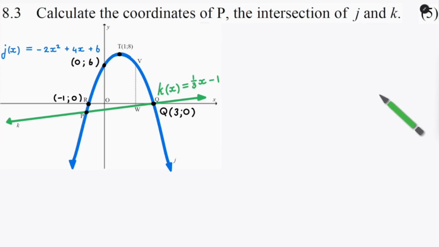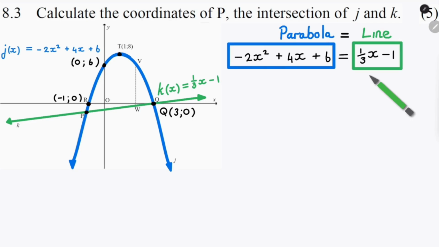In question 8.3, we need to get the coordinates of P, which is a point of intersection of J and K. And to get points of intersection, you simply equate the two graphs. So we make the parabola's equation equal to the straight line's equation.